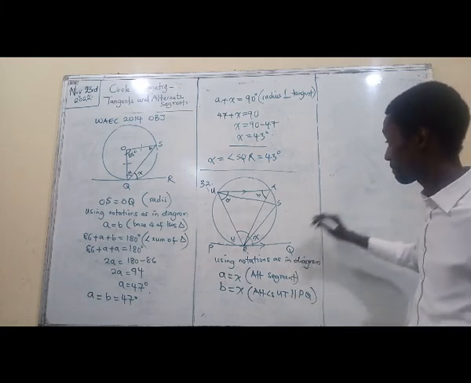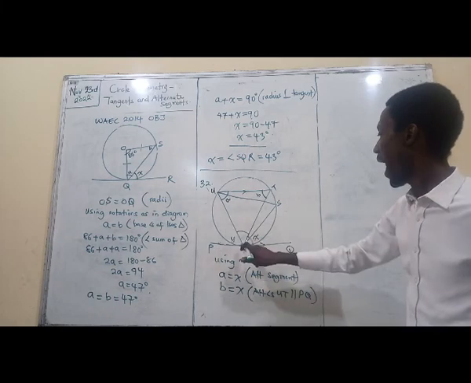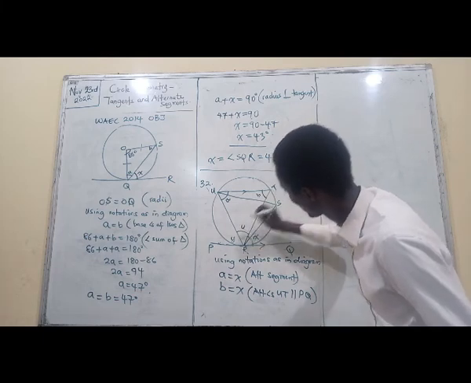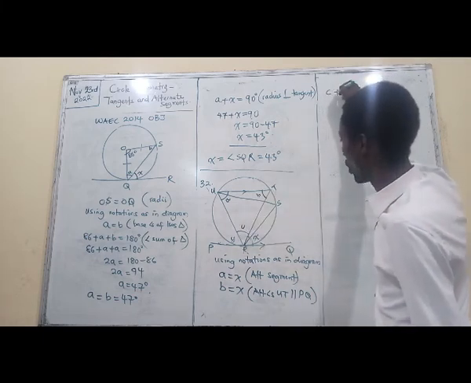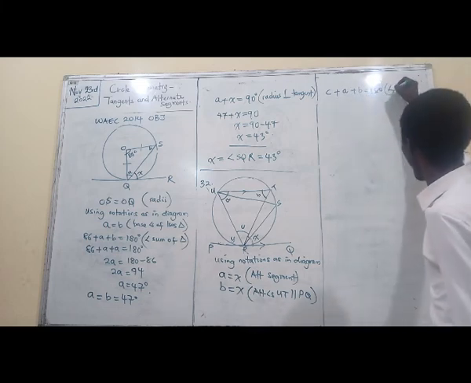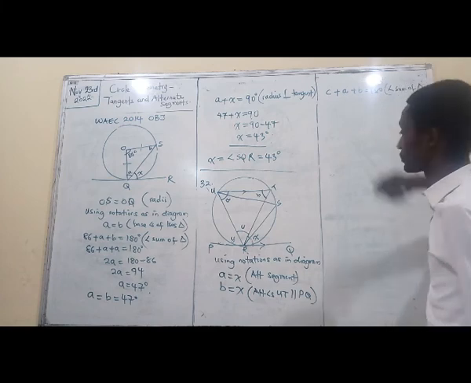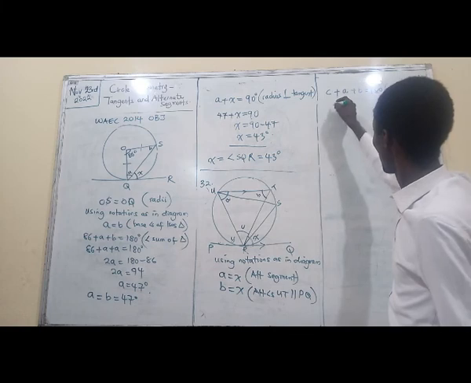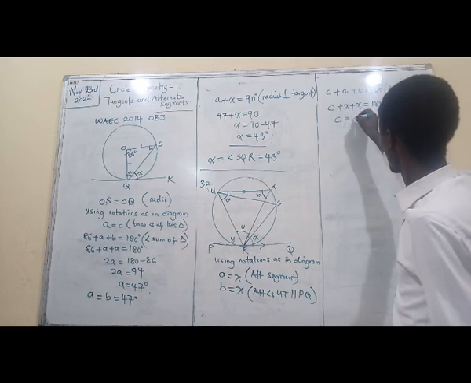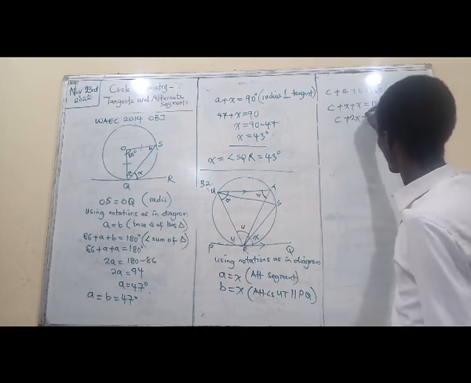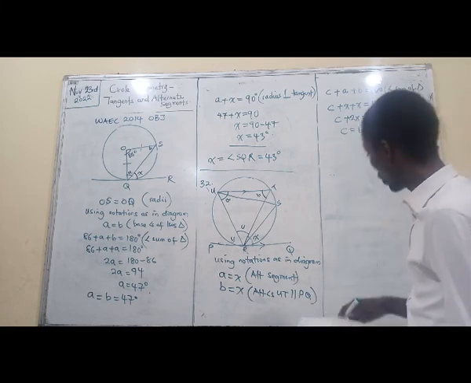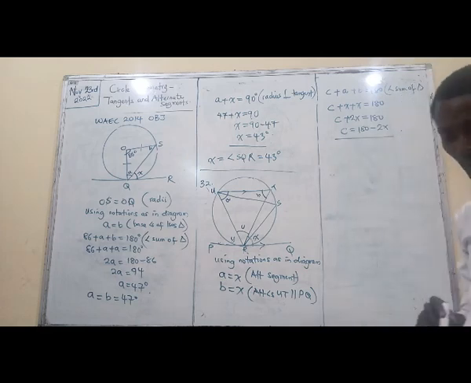So if I agree with that, remember that I'm told to look for URT. Let me call here C. I can say that C plus A plus B is equal to 180 degrees. And what's the reason for that? Angle sum of triangle. So C, which is what I'm looking for, plus 2X will be equal to 180 degrees. Meaning that C will be equal to 180 minus 2X. And that settles that problem.